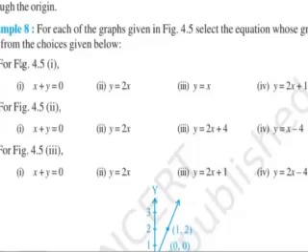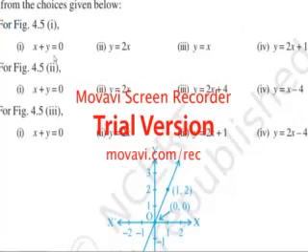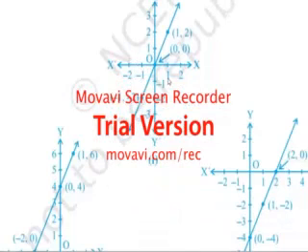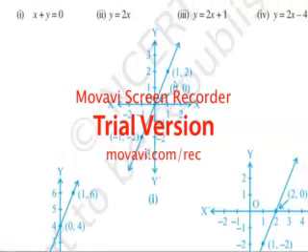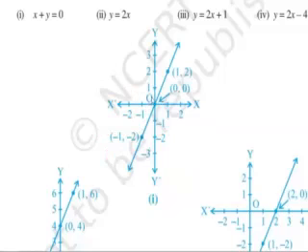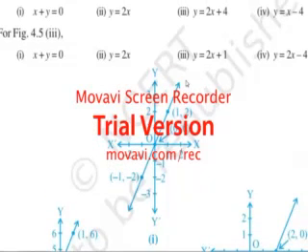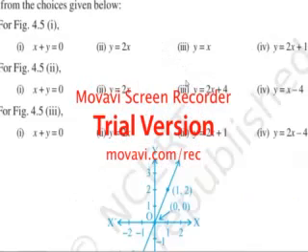So here you can see, for figure 4.51. Let's see figure 4.51. If you look over here, the line is passing through the origin. It is (0, 0), then (-1, -2), (1, 2). So let's see the options. Now I'll explain how to find it through the options.